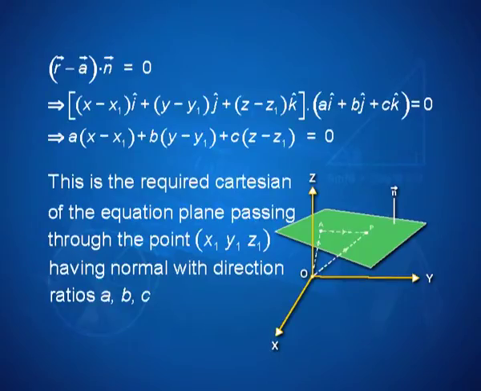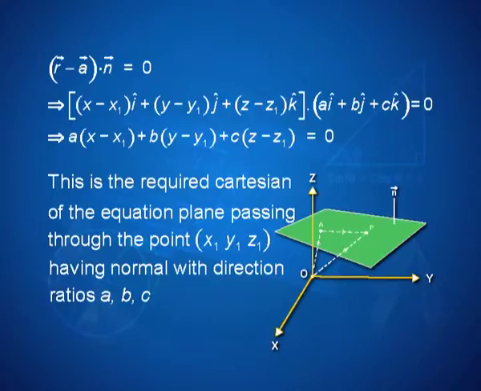Rewriting this in Cartesians, it will turn out to be the same as a times x minus x1 plus b times y minus y1 plus c times z minus z1 equal to 0. And therefore, that becomes the Cartesian equation of the plane passing through the point x1, y1, z1 having normal with direction ratios a, b and c.